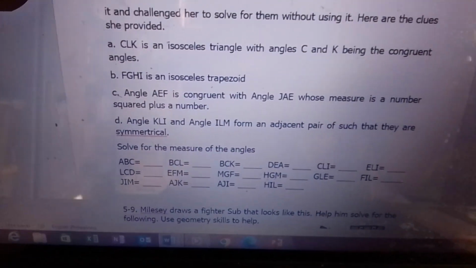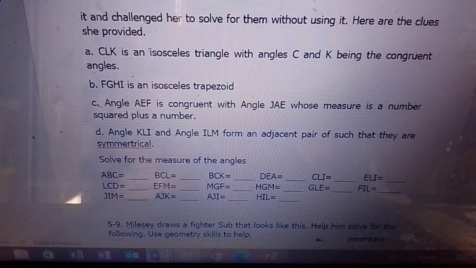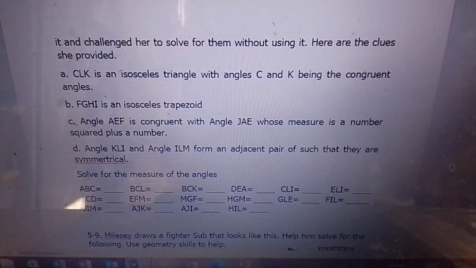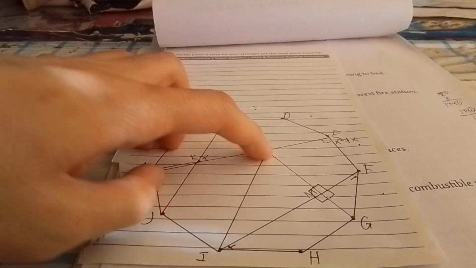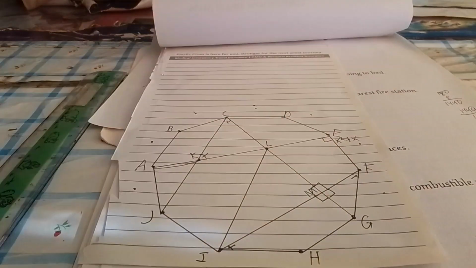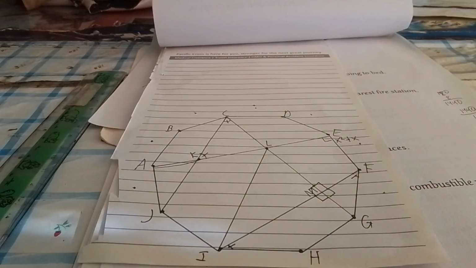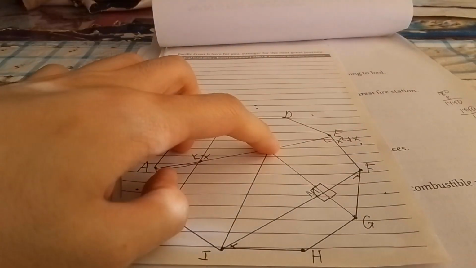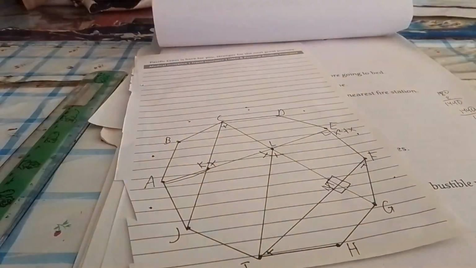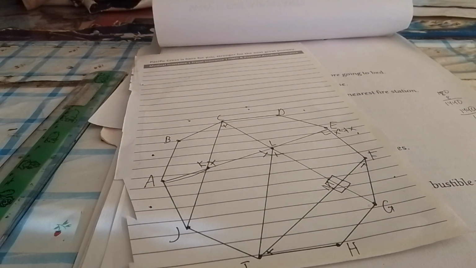Last but not least, angle KLI and angle ILM form an adjacent pair of congruent angles such that they are symmetrical. Ayan, where's angle KLI? KLI is right here. Yan. And then, where is ILM? ILM, ito yun. Yes, they are adjacent. When we say adjacent, ibig sabihin, they are makatabi. When we say symmetrical, they both have the same measures. So KLI, which is this one, and ILM, which is this one, they both have the same measure, just like that. Okay? And those are the clues.